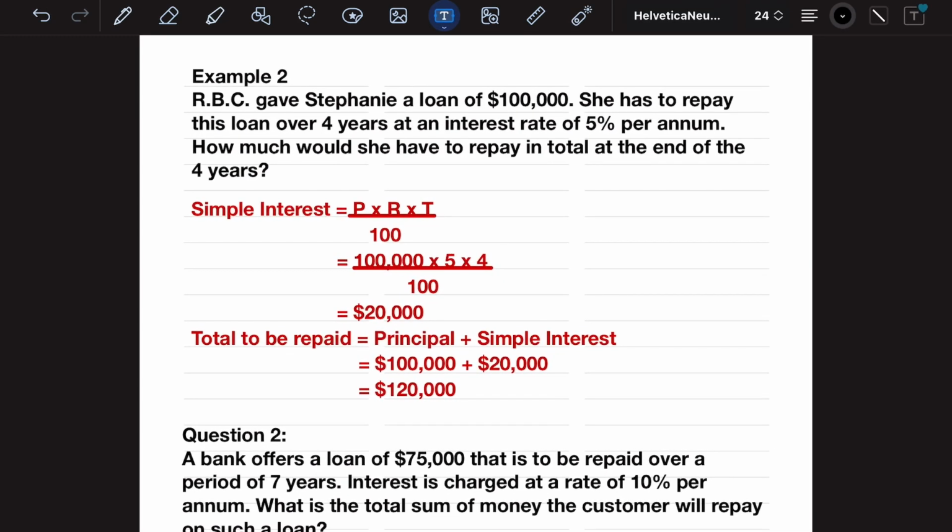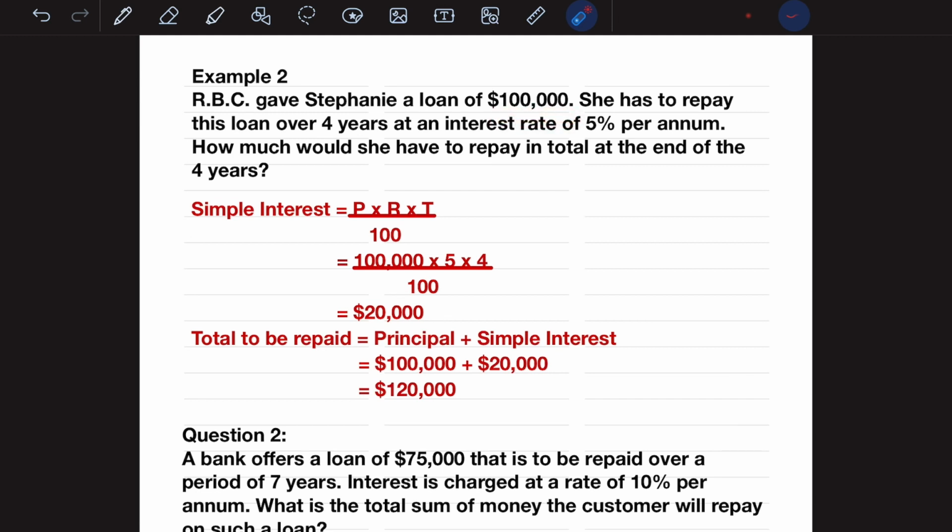Okay, so example 2. RBC gave Stephanie a loan of $100,000. She has to repay this loan over 4 years at an interest rate of 5% per annum. How much would she have to repay in total at the end of the 4 years? So usually when you take a loan, you will have to repay the amount you borrowed plus the simple interest. So what they're asking for is the principal plus the simple interest. In this case, the principal is the borrowed amount.